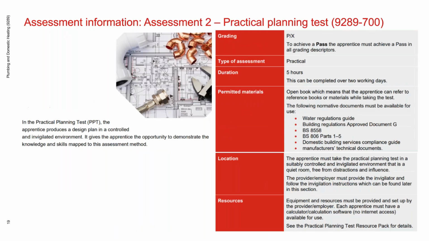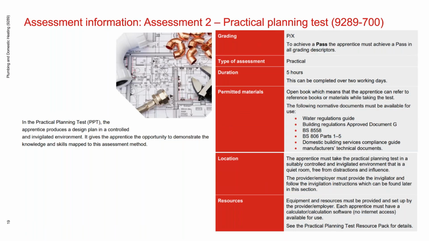Assessment 2 is the practical planning test. Again, this is the same across both of these EPA, so for the 9289-12 and the 9289-14. If you're doing the practical planning test, it's the 9289-700. Again, it's a pass or fail. It's a practical. The duration is 5 hours. It's completed over 2 working days. Permitted materials, it's an open book, so you can see the list of materials, list of information and documents there that you can use.